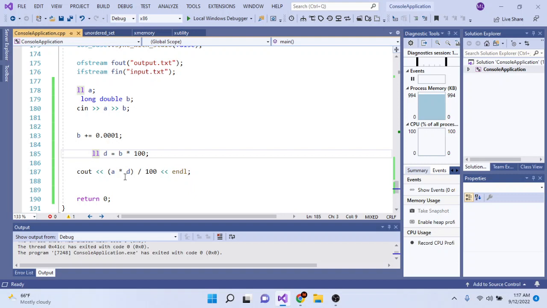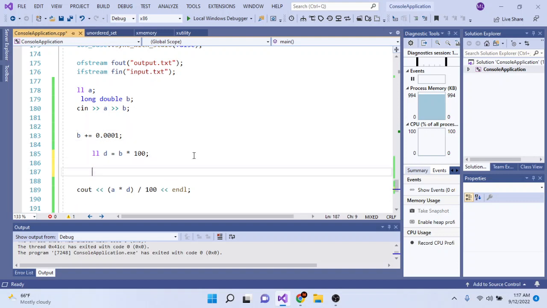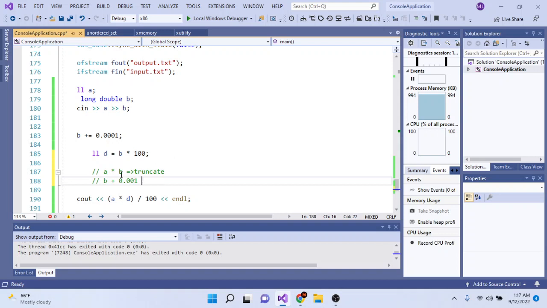Then we take this value and multiply by A, our other value, and then divide by 100. Essentially, we're trying to calculate A times B and then truncate it. So we take B, add 0.001, multiply by 100, and cast it to a new value, let's call it D. Then we multiply this new value by A and divide by 100. So A times D divided by 100.